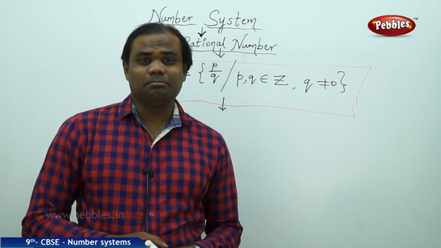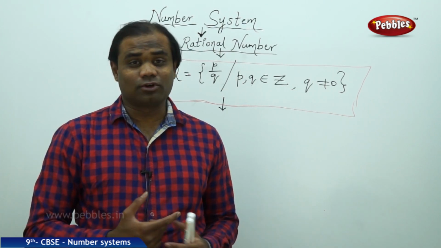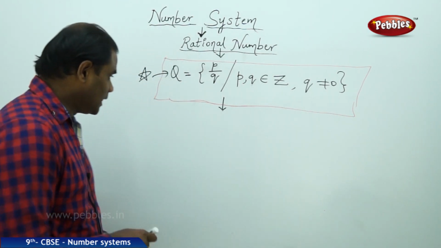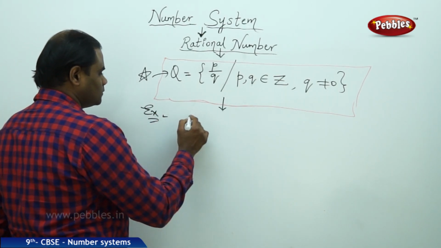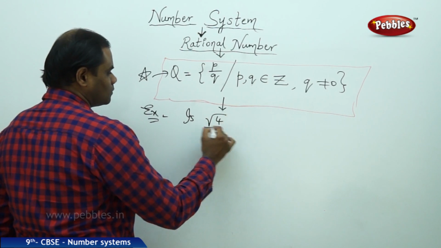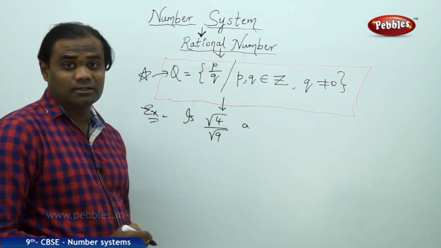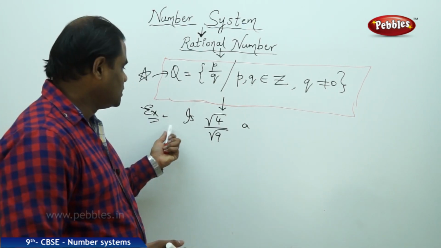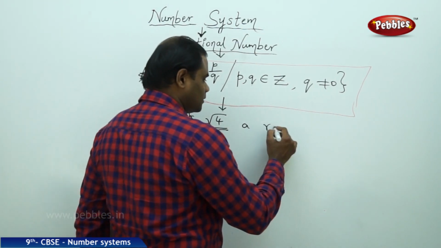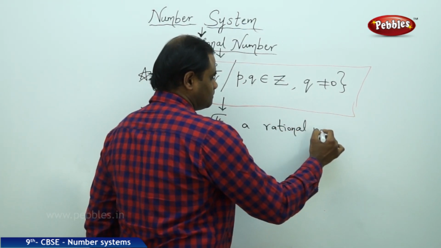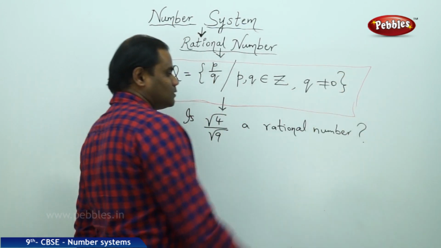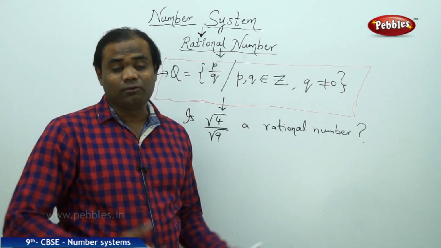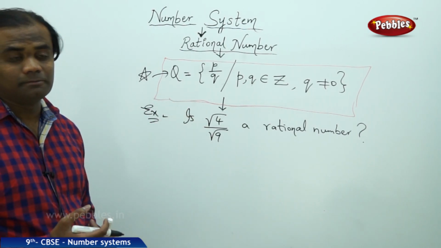Now let's take an example of a fraction which involves roots to understand rational numbers more deeply. For example, I have the number √4/√9, which I have to decide is a rational number or not. So my question here is: is √4/√9 a rational number? Let's justify this problem through test number 1 and test number 2 before we decide.